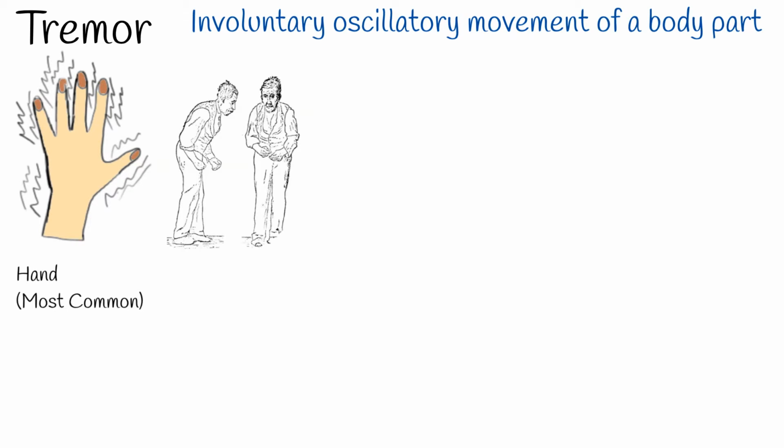Tremor means a rhythmic, involuntary oscillatory movement of a body part. Commonly it is the hand. Most tremors are mild. Tremor is seen in nearly 5% of the population over the age of 40 years. Tremor can occur during rest or physical activity.